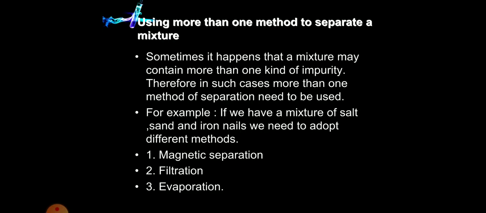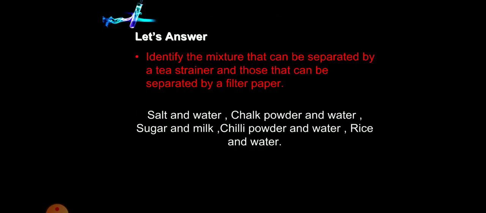Now the last thing which I want you to do is find out the answers for it, that is, identify the mixtures that can be separated by a tea strainer and those that can be separated by a filter paper. There are some examples given over here. You just have to sort them out into two parts: the mixtures which can be separated by a tea strainer and the mixtures which can be separated by filter paper. Okay.